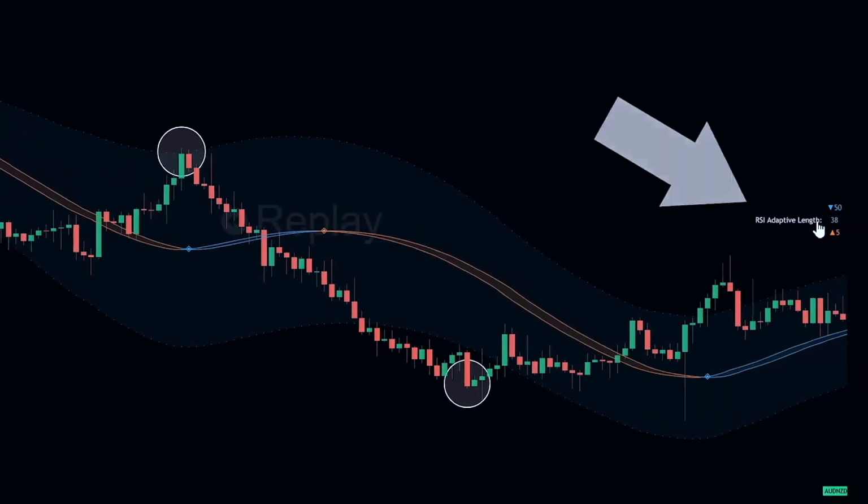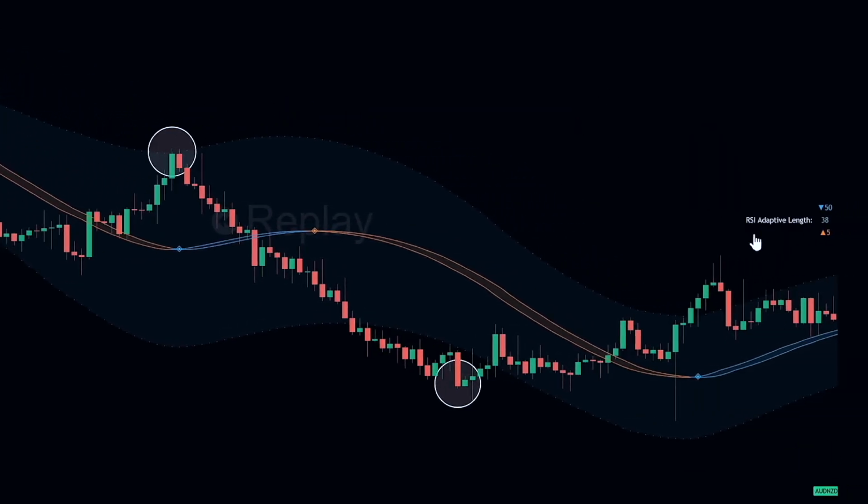Don't overlook the info panel either. Monitoring changes in the T3's adaptive length provides insights into the market's rhythm. A shorter length indicates the indicator is responding quickly to current conditions, while a longer length suggests a smoother, noise-filtering mode, offering valuable context for your trades.